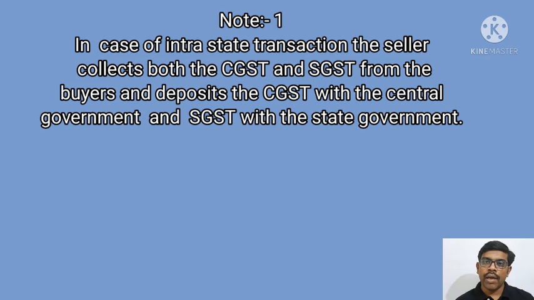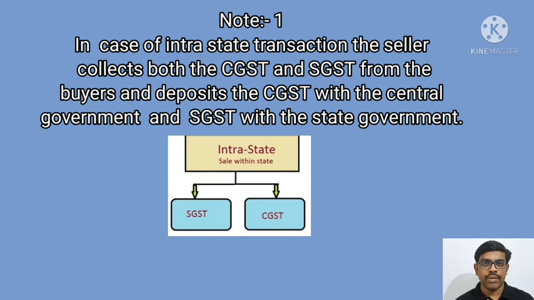Note 1. In case of intrastate transaction, the seller collects both the SGST and CGST from the buyer and deposits CGST to the central government and SGST with the state government. So, for intrastate transaction, there will be two types of GST. One is central GST and another one is SGST, because intrastate GST is applicable in both cases.